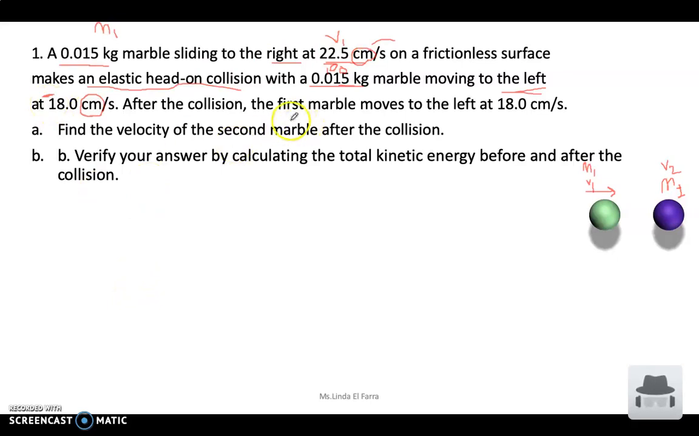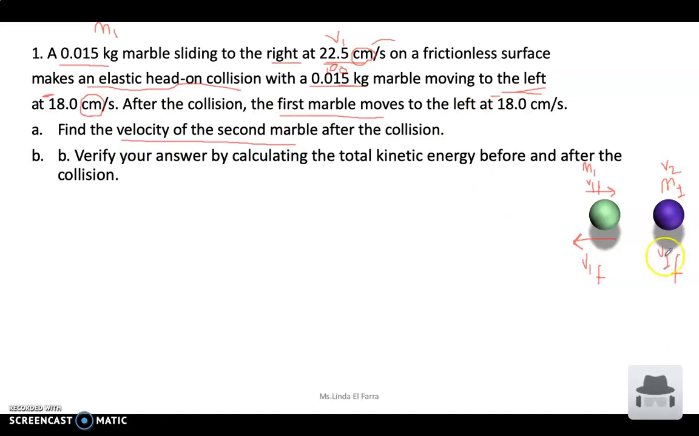After collision, the first marble, M1, moves to the left, so it changes direction. When it moves to the left, you have to put the negative sign. So this is V1 initial, and this one will become V1 final. This is after collision. After collision is always the final one. And find the velocity of the second marble. So I need the velocity of the second marble after collision.